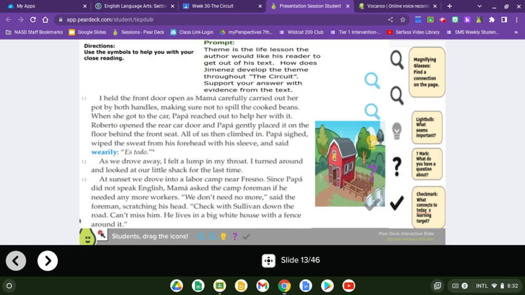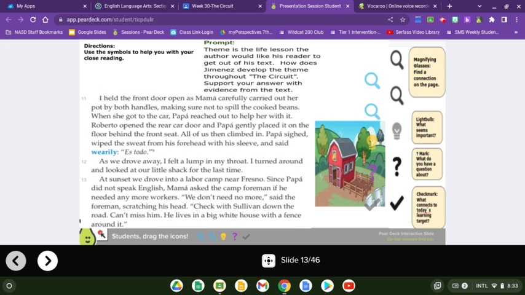I held the front door open as Mama carefully carried out her pot by both handles, making sure not to spill the cooked beans. When she got to the car, Papa reached out to help her with it. Roberto opened the rear car door, and Papa gently placed it on the floor behind the front seat. All of us then climbed in.